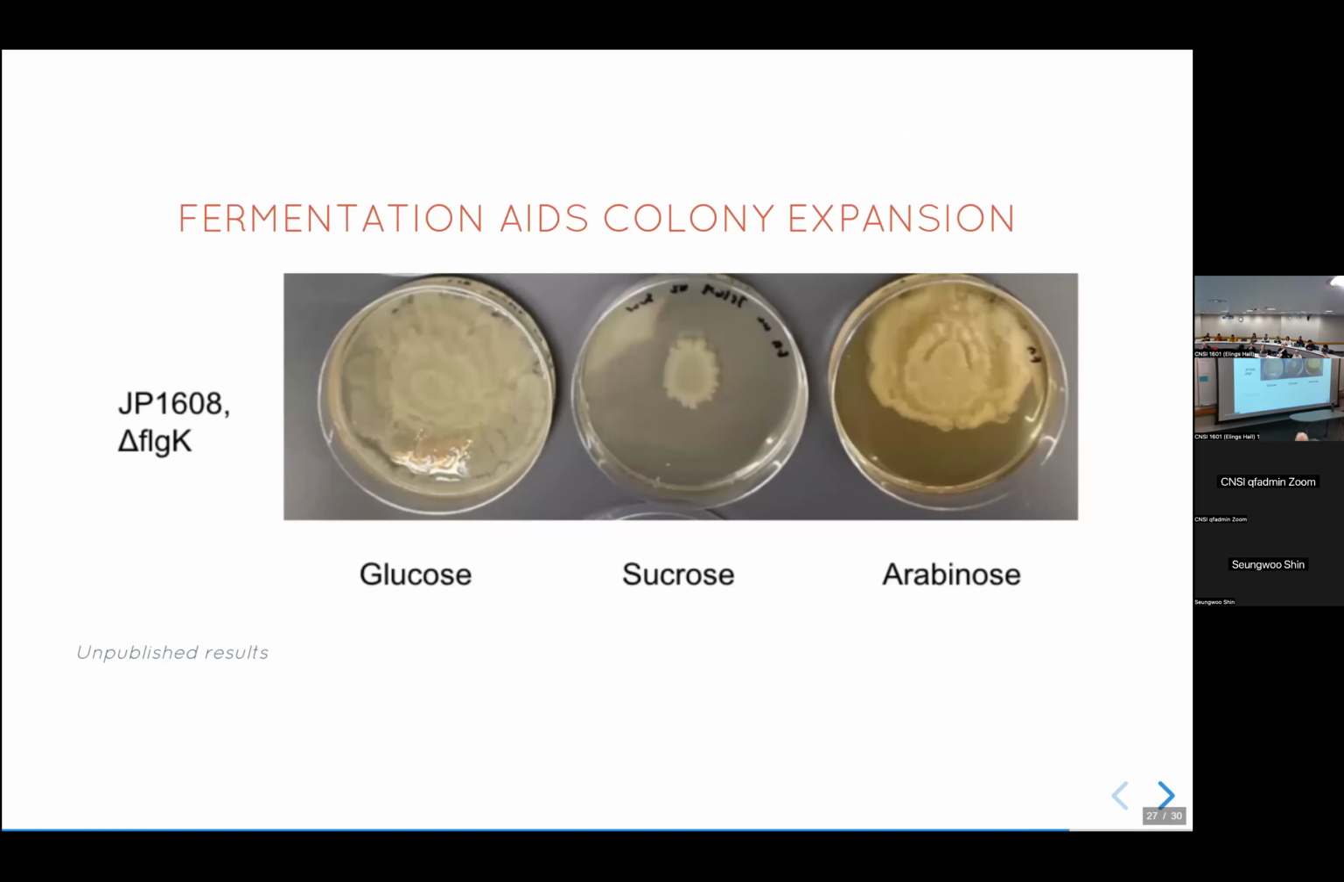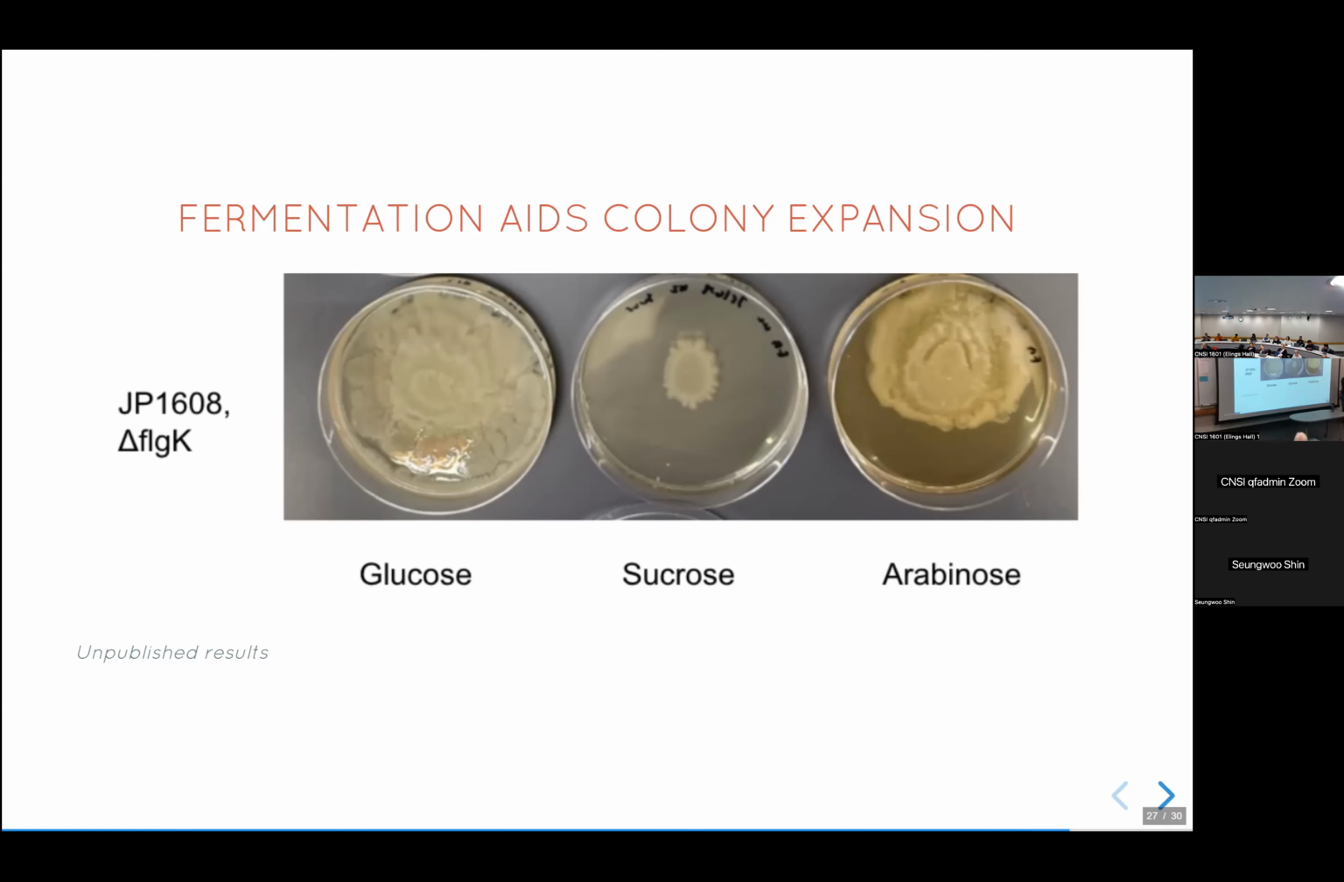And one of the things, this is already something that Dave had looked into, it's really dependent on the sugar that you use. And so we believe that the fermentation of these sugars is something that's really aiding this process. So if you use glucose, which is a sugar source of choice for bacteria, which can be fermented into lots of different byproducts, they expand really fast. If you use sucrose, which is not fermentable, then they don't expand. If you use arabinose, which is somewhere in between, then they go sort of halfway.